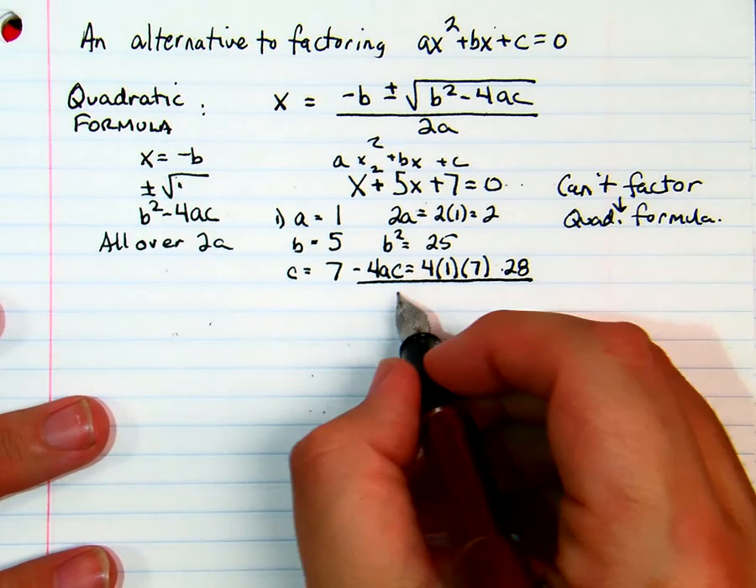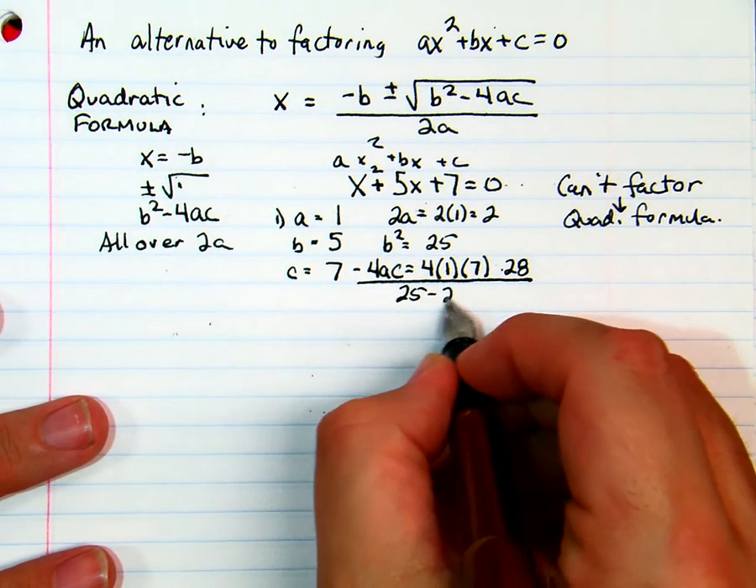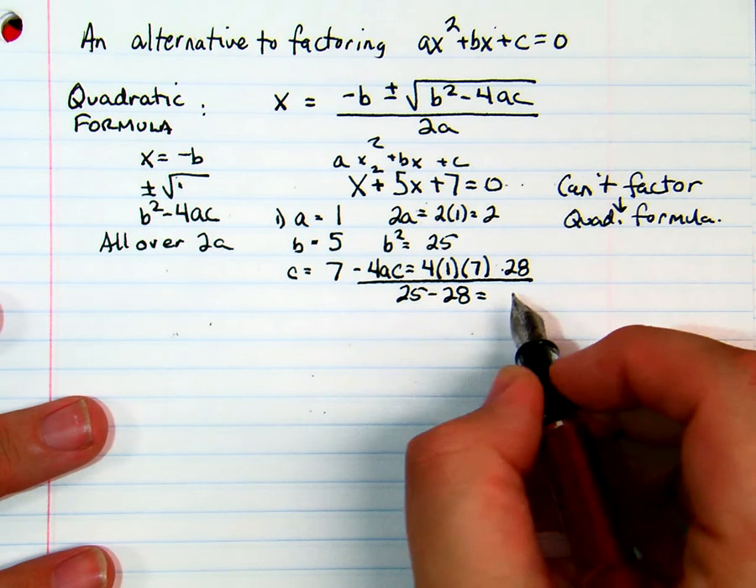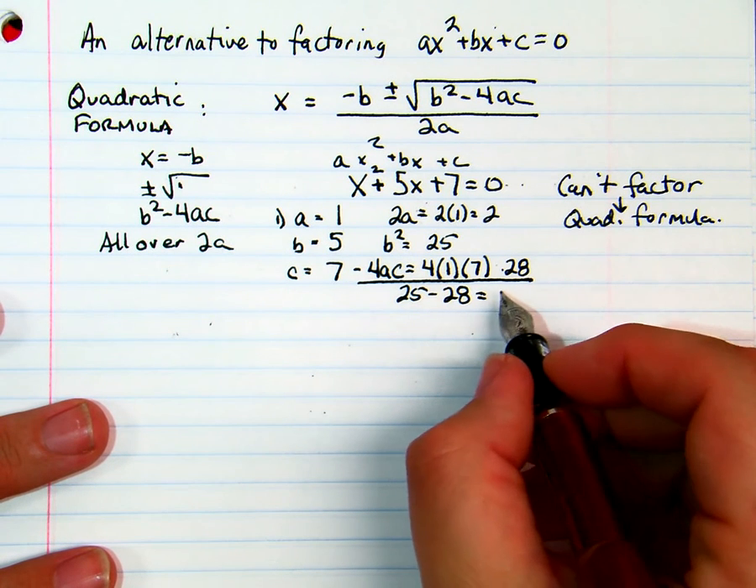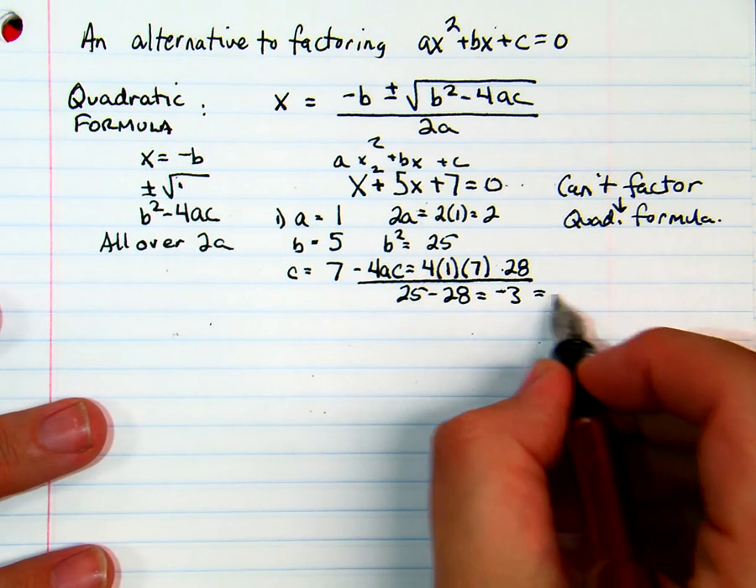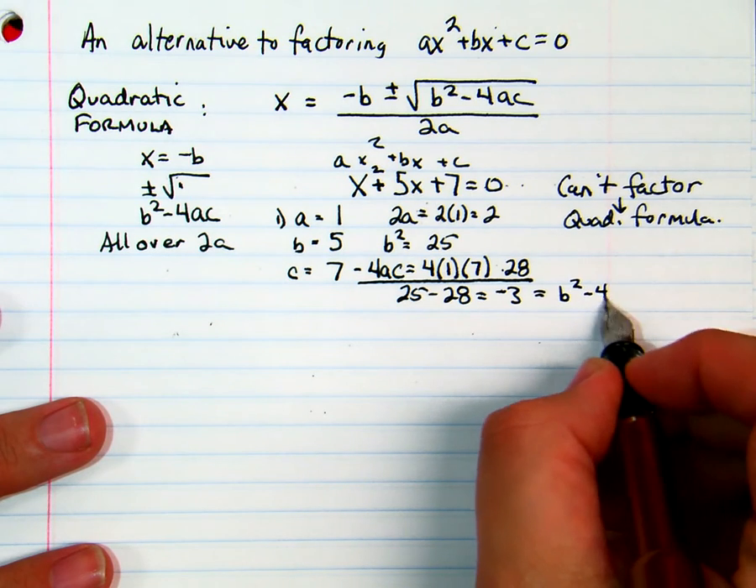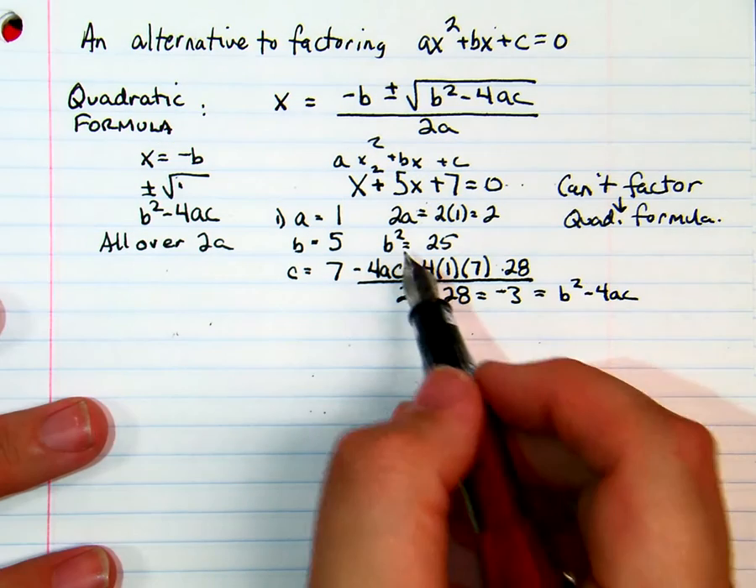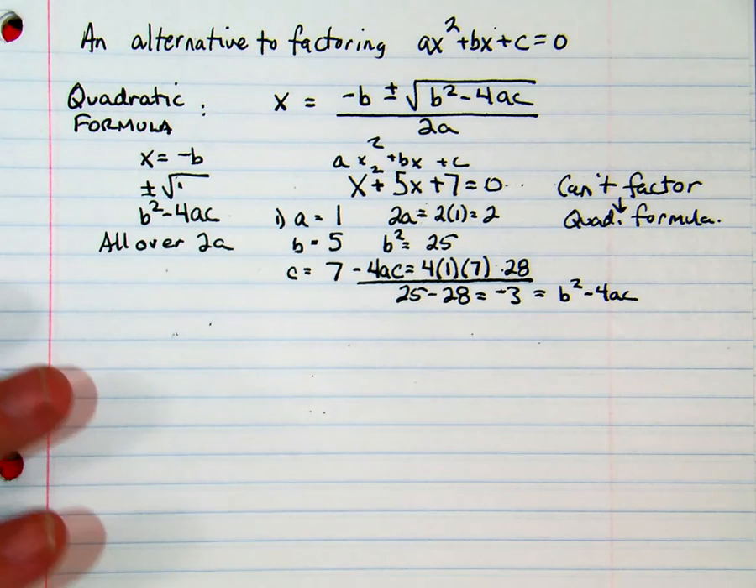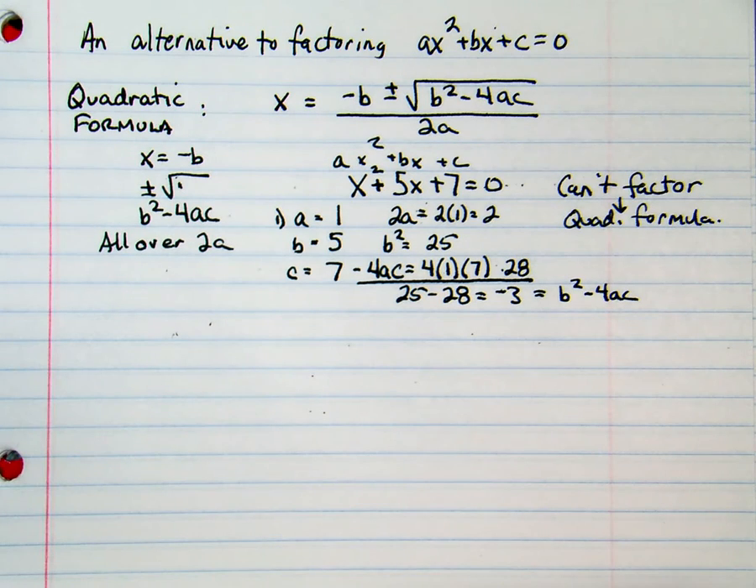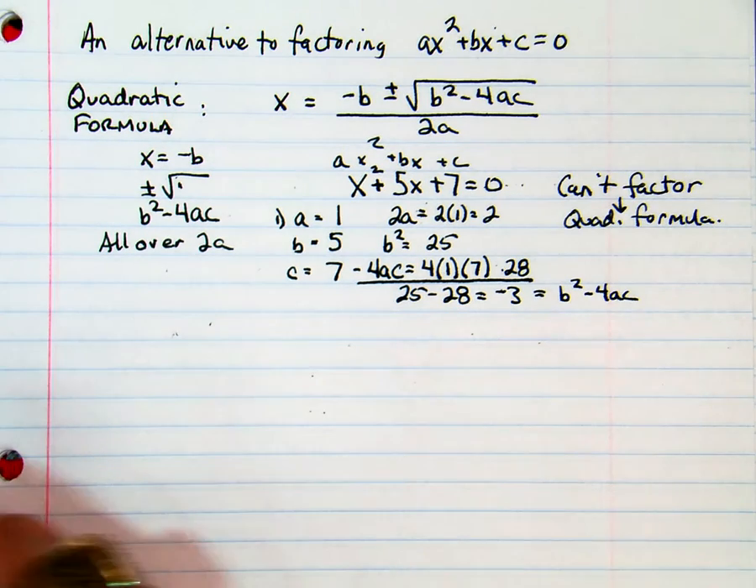And then with these two, subtract them. So I'll get 25 minus 28. What's 25 minus 28? Negative 3. And that's equal to my b squared minus 4ac. Because I took b squared and I subtracted off the 4ac, bam, I'm good to go. Well, now we're going to put stuff in there.